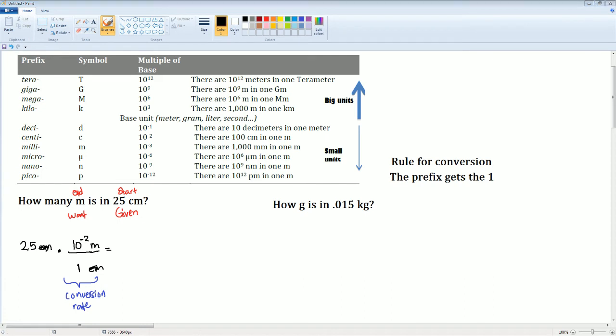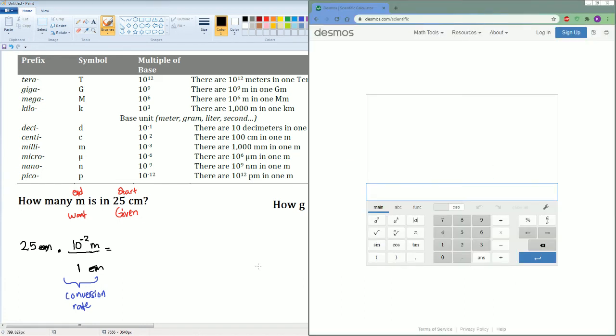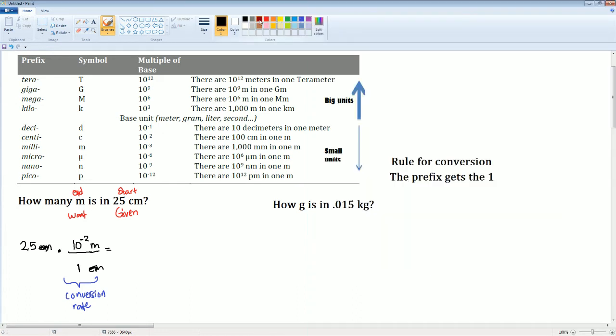Now you want to type this into your calculator. I'm going to pull up decimals to show you. Now I'm going to type this in: 25 multiply 10, and the negative 2 is in the exponent, so we have to put the caret, and it is to the negative 2 power. So there you go. The answer is 0.25. So we can write the answer here as 0.25 meters. That is how many meters are in 25 centimeters.